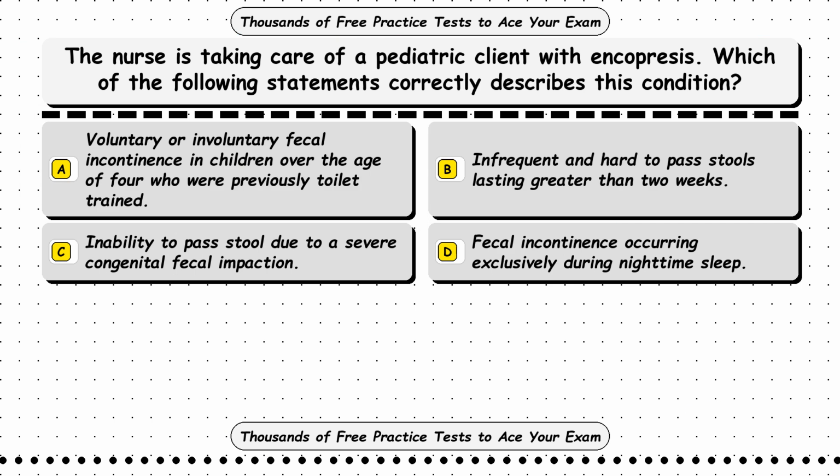Question 48. The nurse is taking care of a pediatric client with encephalitis. Which of the following statements correctly describes this condition? Option A, voluntary or involuntary fecal incontinence in children over the age of 4 who were previously toilet trained. Option B, infrequent and hard to pass stools lasting greater than 2 weeks. Option C, inability to pass stool due to a severe congenital fecal impaction. Option D, fecal incontinence occurring exclusively during nighttime sleep.